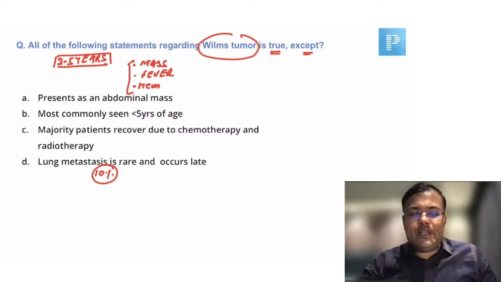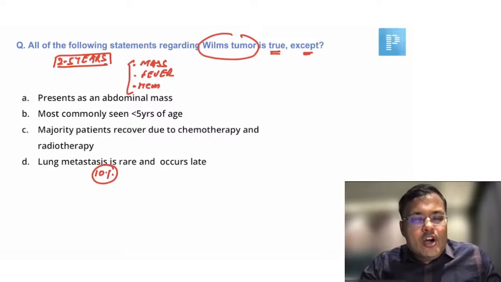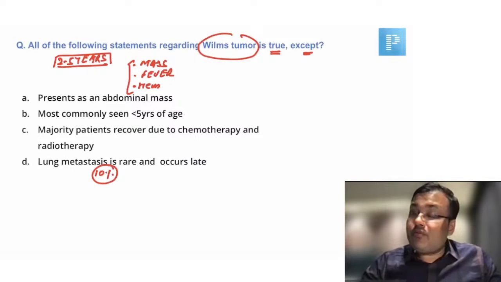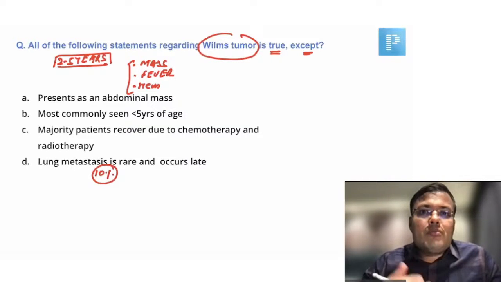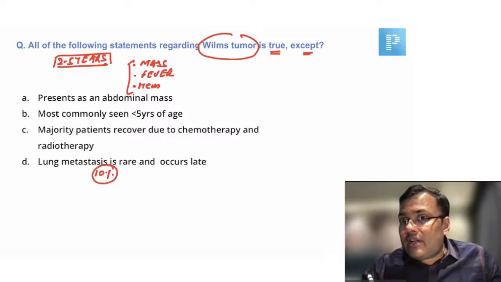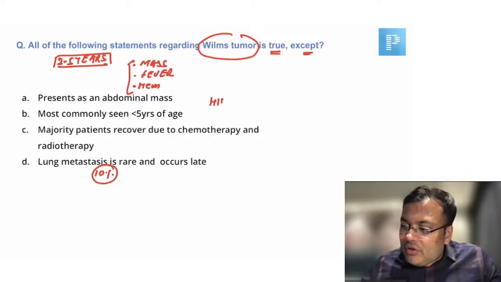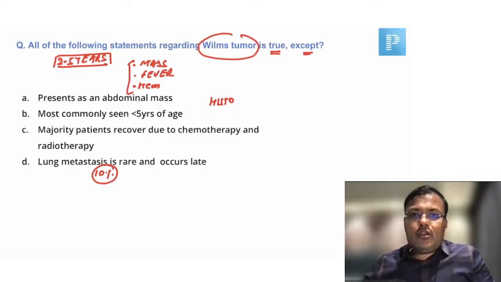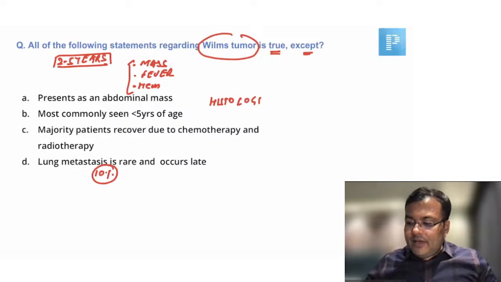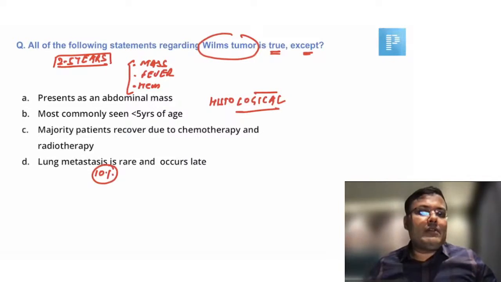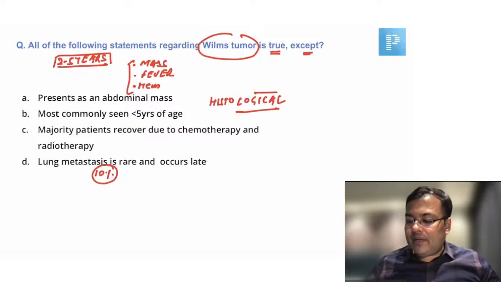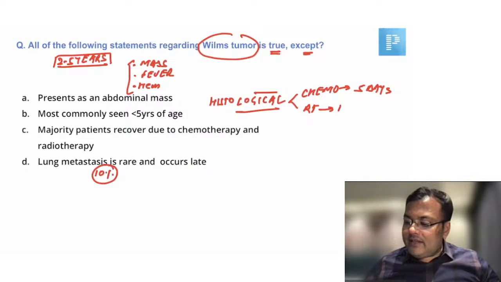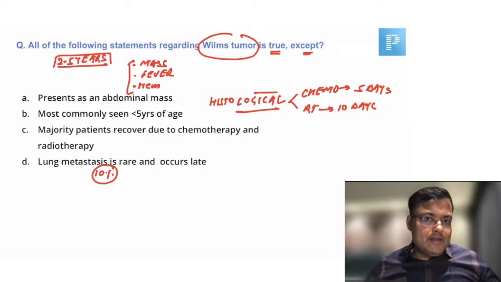What is the treatment of choice? Doesn't matter whether the patient has RCC or Wilms tumor, in both cases we go for radical nephrectomy. The most important prognostic factor is histology followed by stage. If the histological factors are adverse, then we have to start chemotherapy and radiotherapy. Chemotherapy is started within 5 days, and radiotherapy within 10 days.